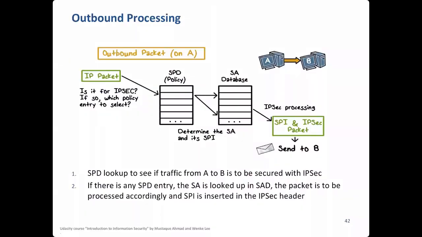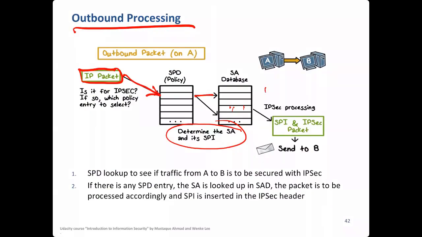So the flow is as follows. For an IP outbound packet, a packet comes and goes to the security policy database. From that, we can find out what kind of policies are to be used. Then here we can find the SPI and other parameters and keys, and we process the packet and send it to B.